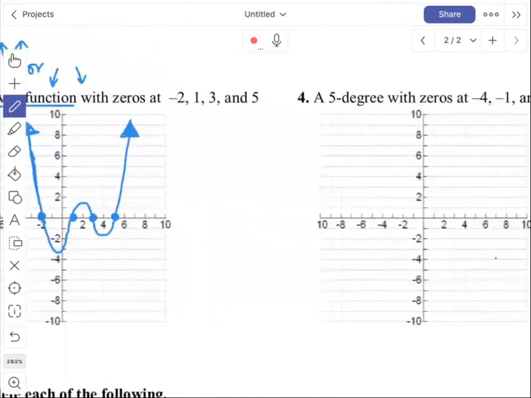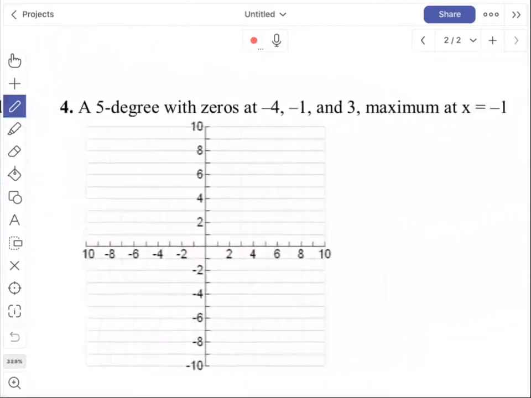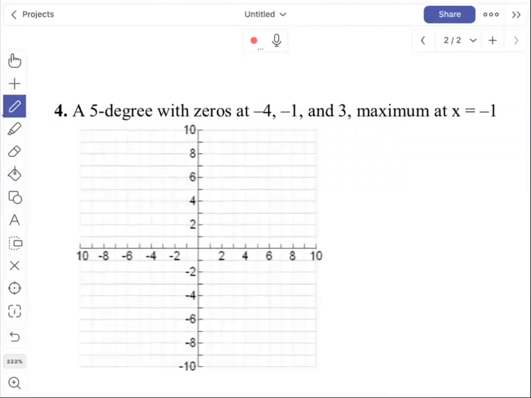Okay, number 4, a 5 degree with zeros at -4, -1, 3, and a maximum at -1. All right, so zeros at -4, -1, and 3. All right, and I should just specify just at those values and not more, and a relative maximum at x is equal to -1.